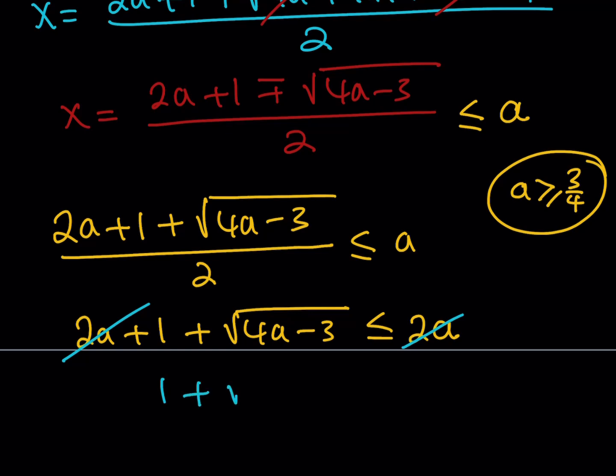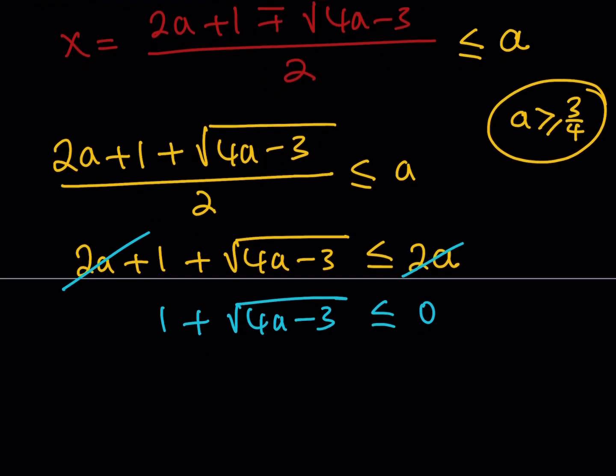What is this supposed to mean? 1 plus a radical expression is less than or equal to 0. But think about it. This is impossible because the expression on the left hand side is definitely positive. So this is not going to work. So we don't really get any solutions from here, unfortunately.